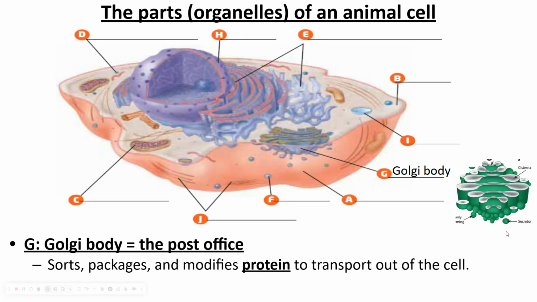Here you can see the Golgi body. You can see it's made up of stacks of membranes like this. And you don't have to know all these different parts, but basically the protein might come in over here, go through these little membranes and be modified and packaged and sorted, and then it'll come out this side here and be sent to its final destination somewhere.